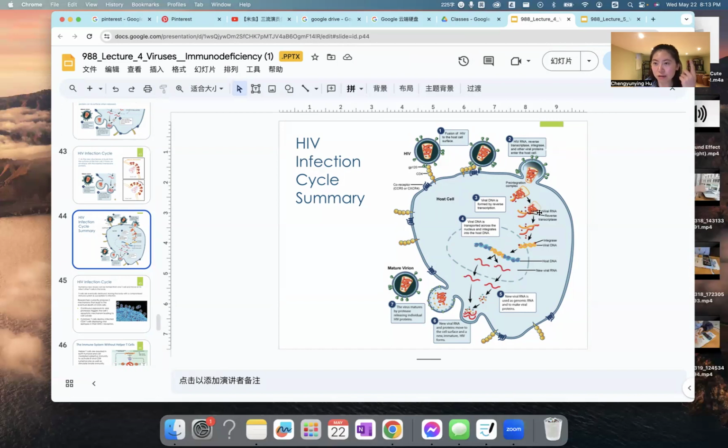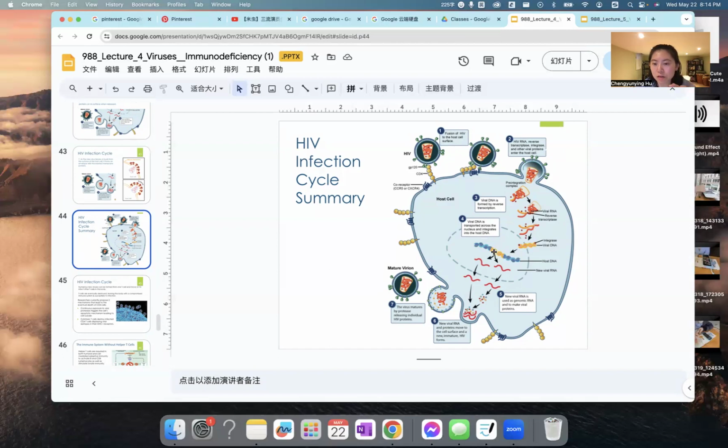Now the first enzyme called reverse transcriptase will transcribe this viral RNA into something readable by our own cell. And then we need the second enzyme, integrase, to integrate this transcribed DNA into the host DNA.